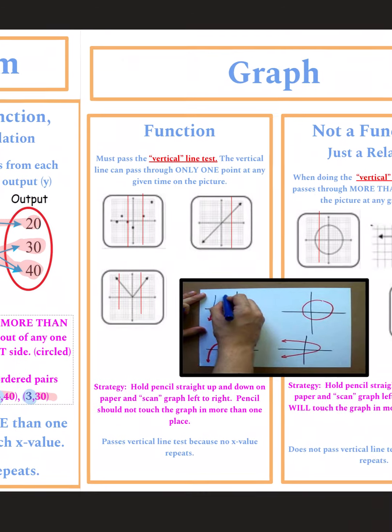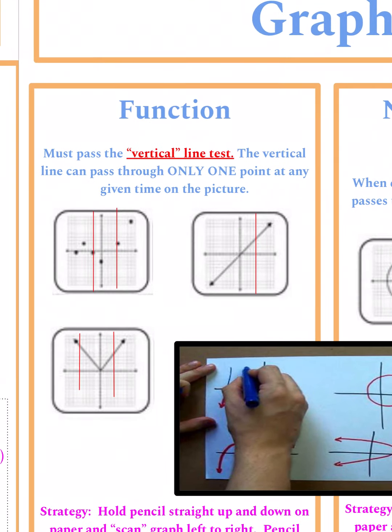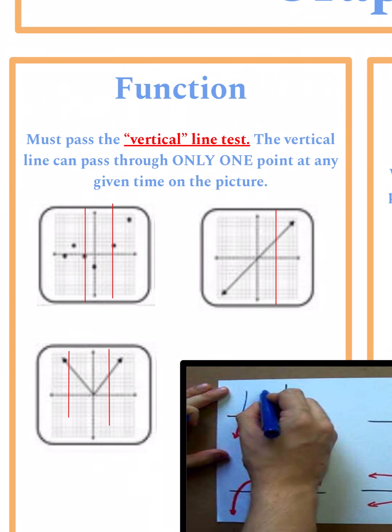And for our last representation, the graphs, well, if we look at the function side first, it says that they need to pass a vertical line test. The vertical line can pass through only one point at any given time on the picture. So if we take a look, we do a vertical line, and it only crosses through at one point. If I do it over here, it only passes through one point. Anywhere I draw that vertical line, it should only pass through the picture one time. That will make it a function.